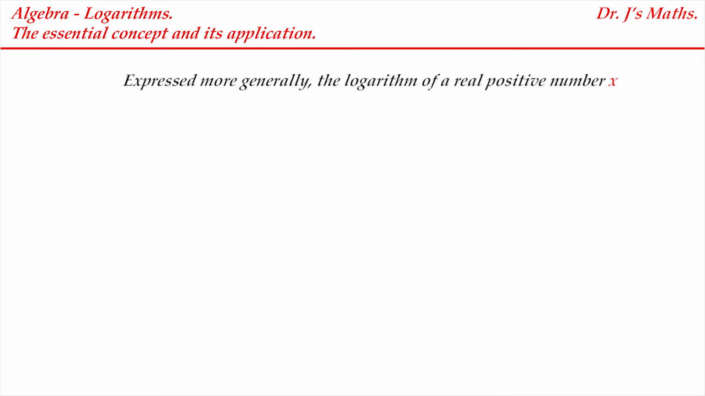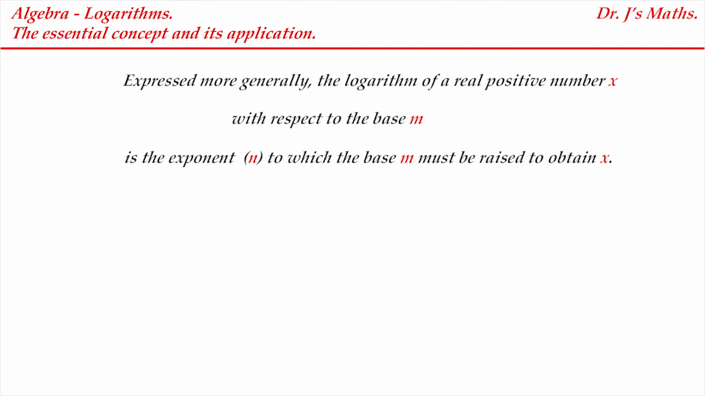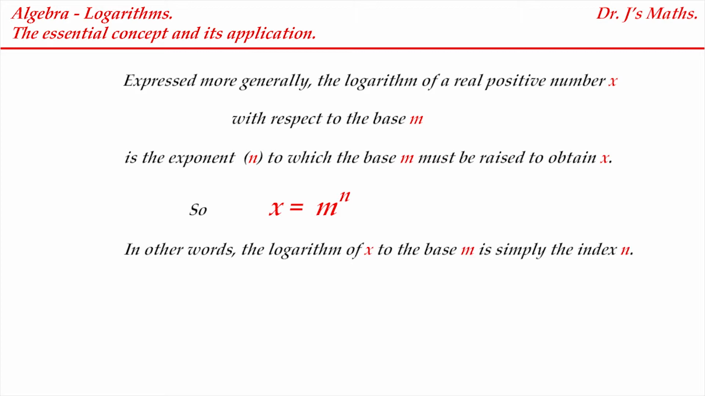Expressed more generally, Napier considered that the logarithm of a real positive number x with respect to the base m is the exponent or index n to which the base m must be raised to obtain x. So if we write x equals m to the n, we capture Napier's idea. In other words, the logarithm of x to the base m is n.